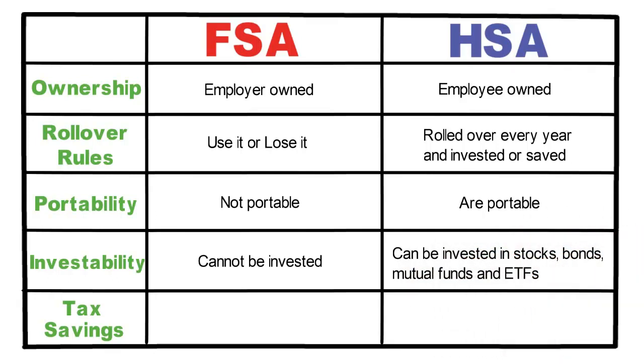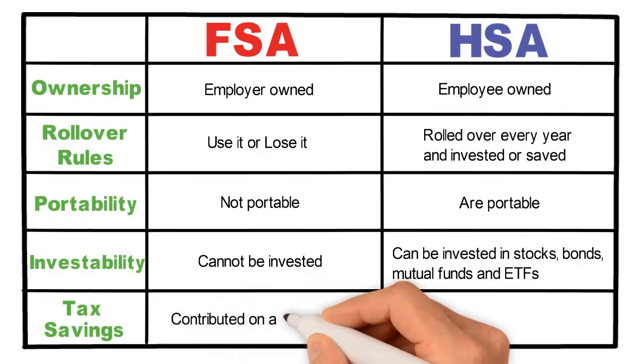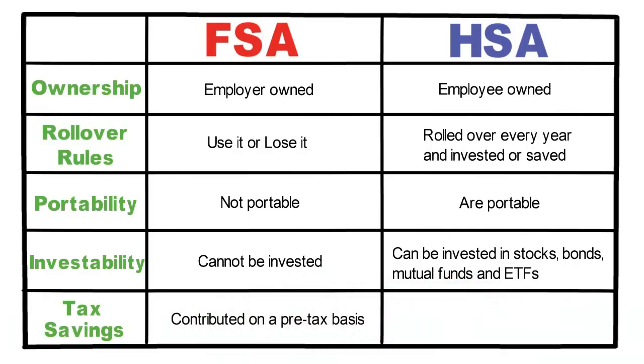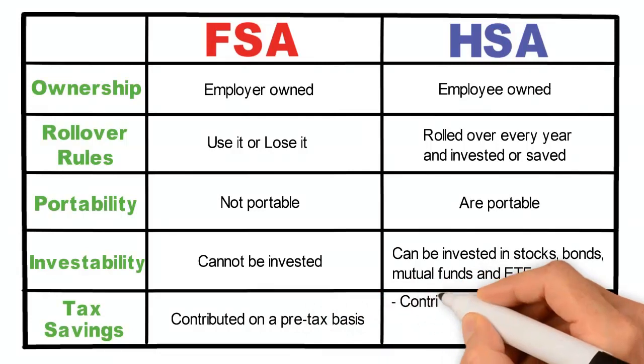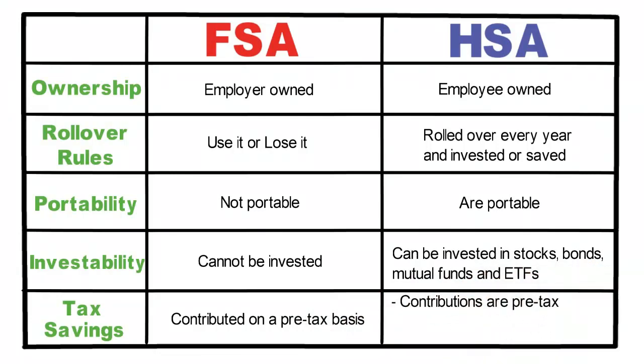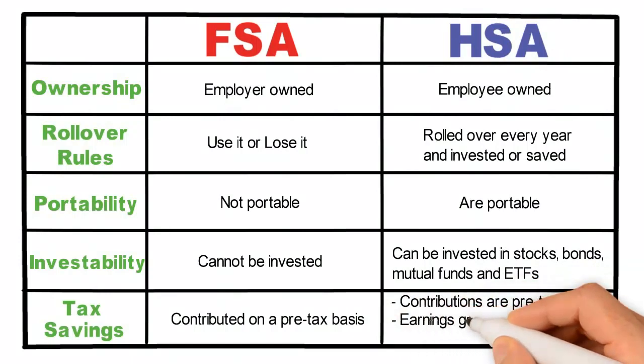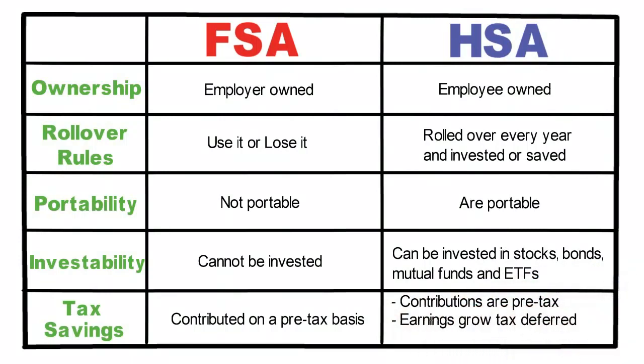Tax savings. In an FSA, the money is contributed to on a pre-tax basis and can be used for qualified medical expenses. In an HSA, contributions are pre-tax. Earnings grow tax-deferred and withdrawals are tax-free if used on qualified medical expenses.